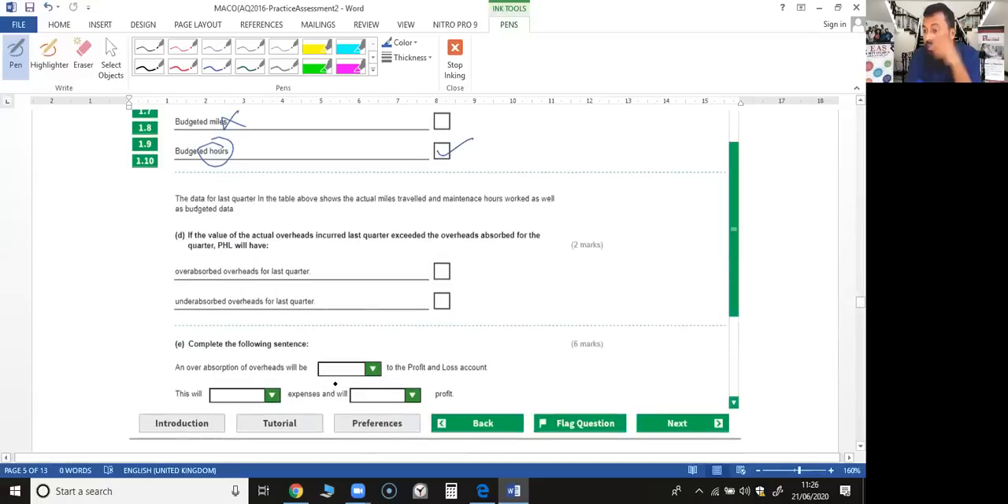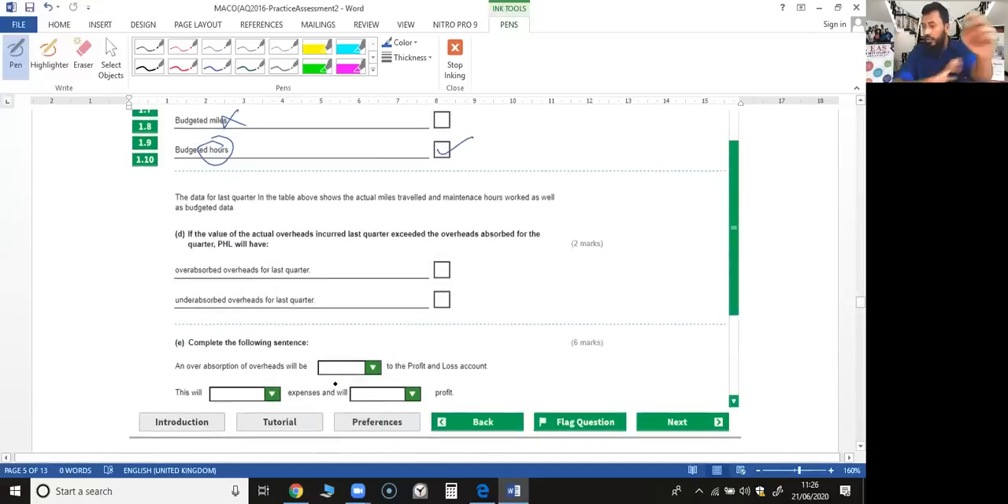Okay. Now, a very important topic I need to discuss, which is regarding over and under absorption. Before I start this topic, especially the D, only for 2 marks, but I need to do a little long discussion. Regarding over and under absorption, people, remember, when you compare your absorbed figure with actual figure, absorbed means budgeted figure, you compare it with actual figure, you can get either over or under absorption.